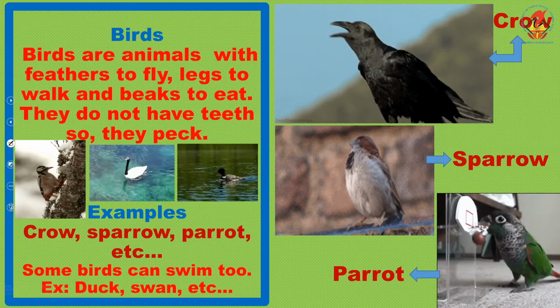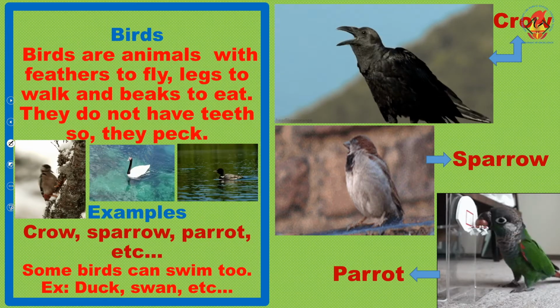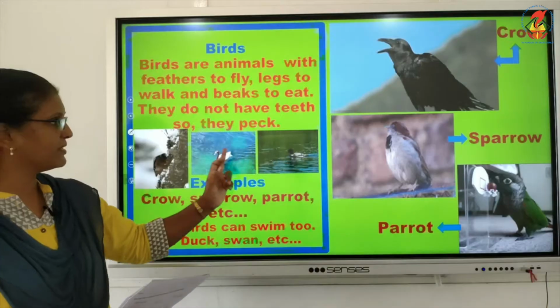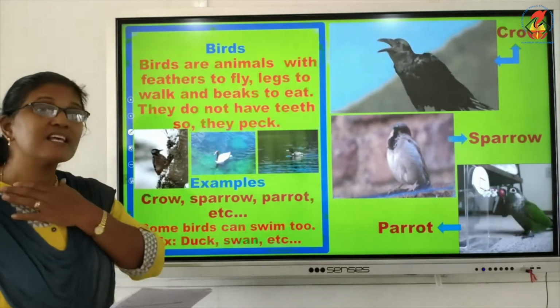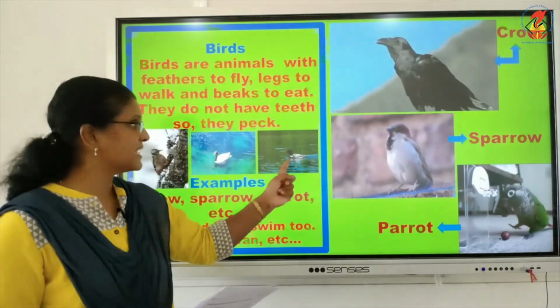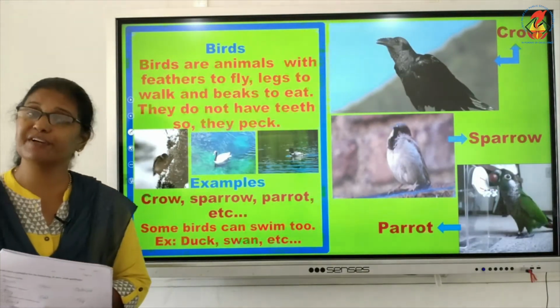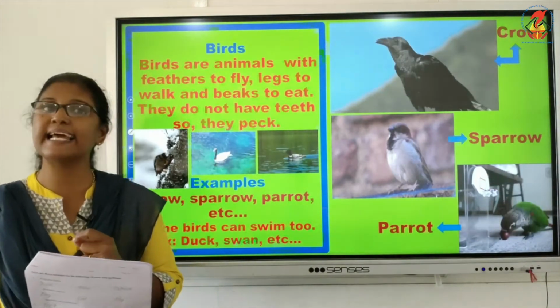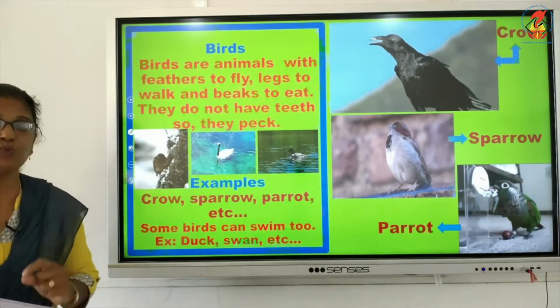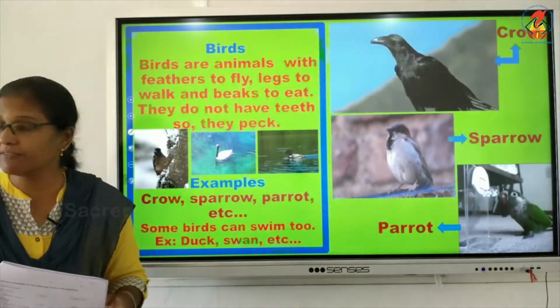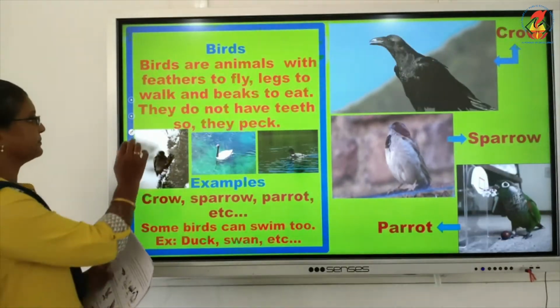Duck doesn't have a long neck. Swan has a long neck. That's the difference between both of them. They both swim, they both look alike, but swan has a long neck whereas duck has a short neck. So birds can fly with the feathers, they can walk with their legs and eat with their beaks. They do not have teeth. Some birds even swim in water.